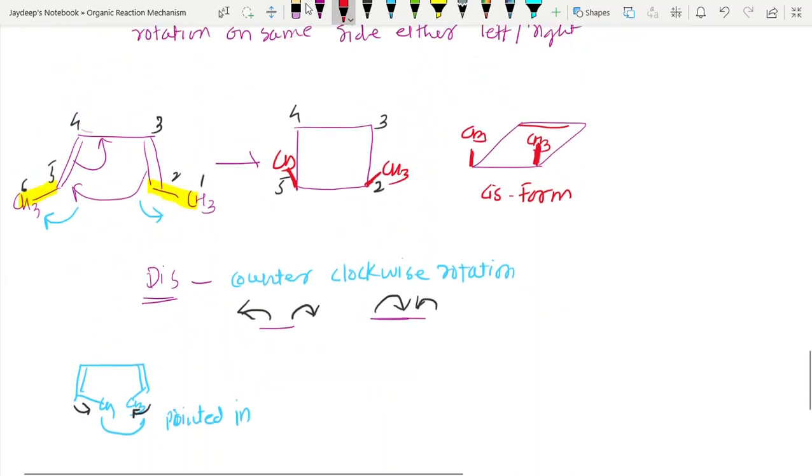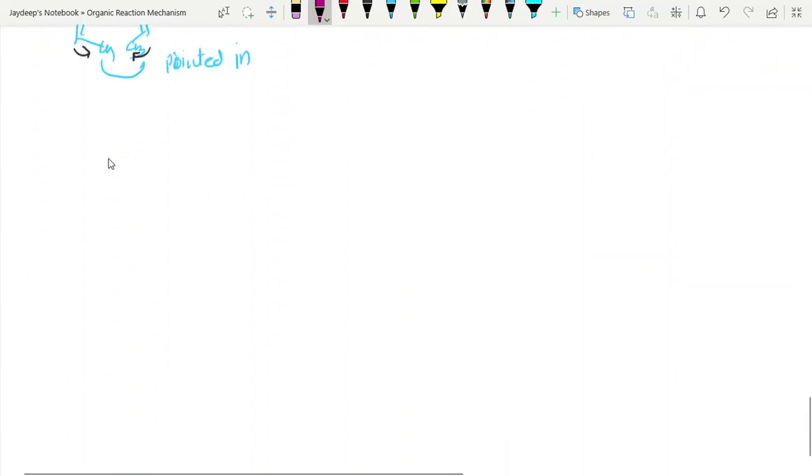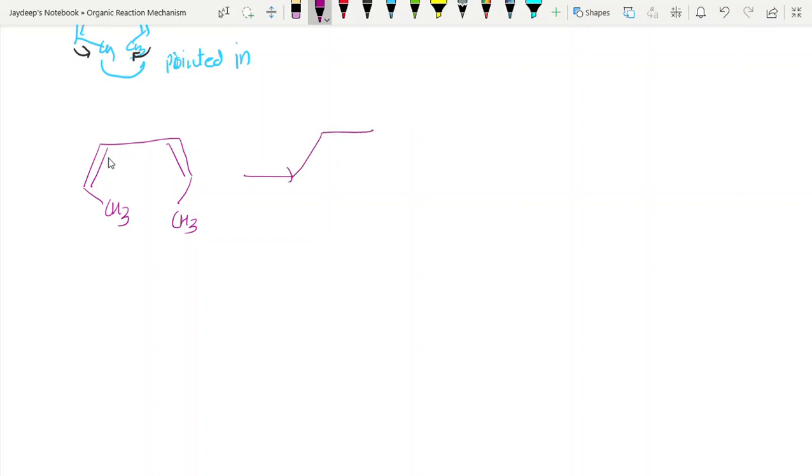So the students should practice. I'm giving a few examples. Students should practice at home and then submit the assignments. Okay. Now the assignment form. So in both ways, thermally and photochemical. I'm going to hint that these are 4N systems, right?